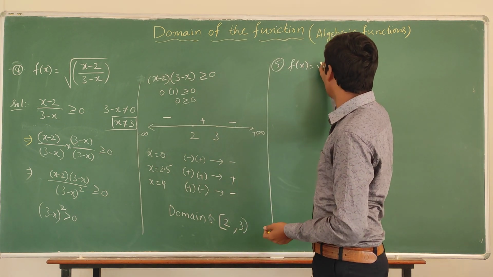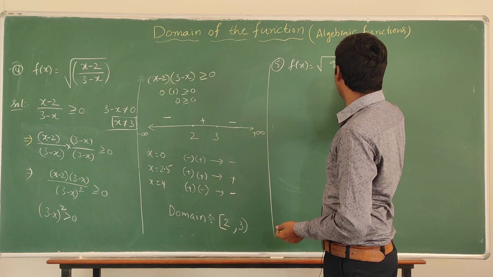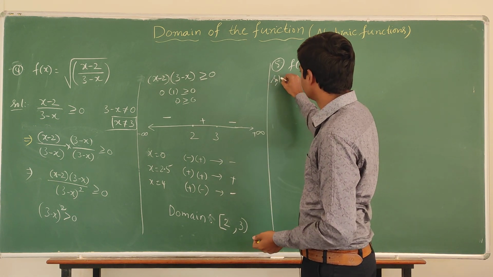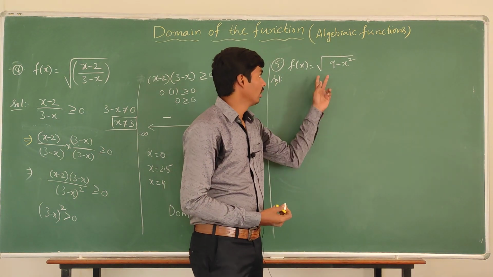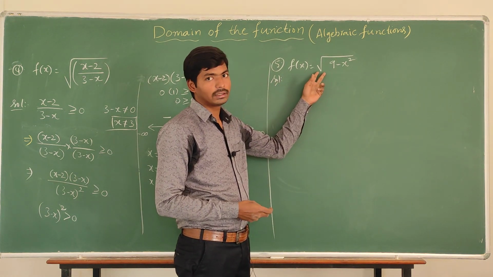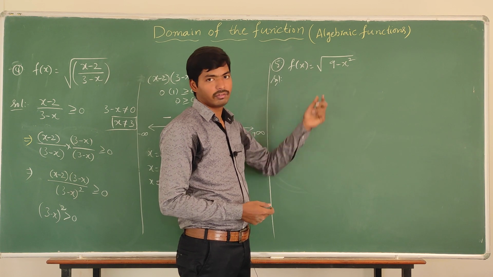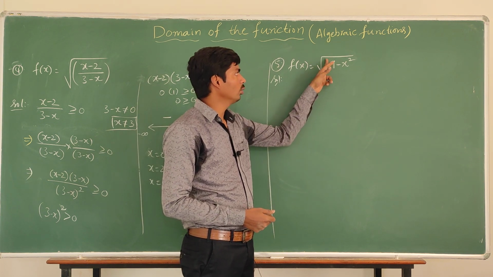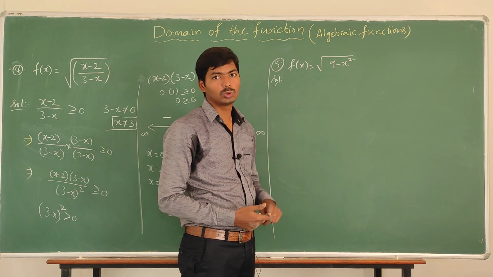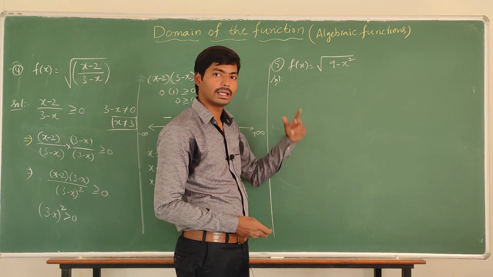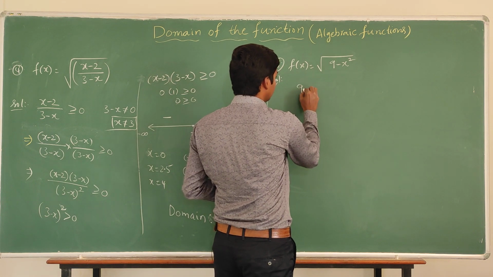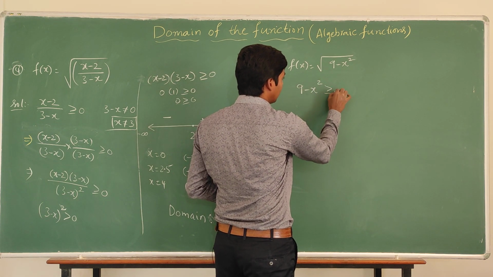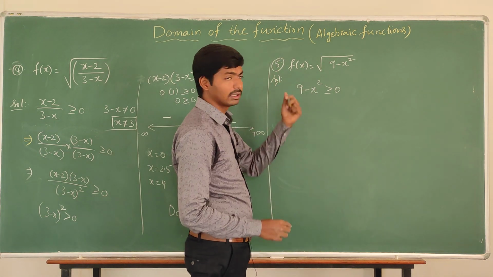So next one: f of x equal to root of 9 minus x square. This is a root function, with the root function in the numerator. We can define this function if the expression under the root is greater than or equal to 0. So the condition is 9 minus x square greater than or equal to 0, the expression under the root.